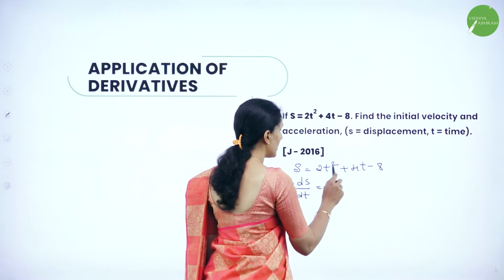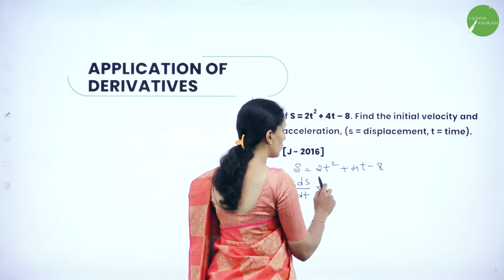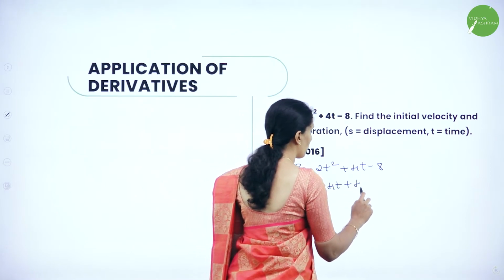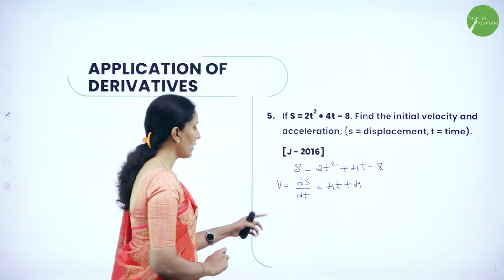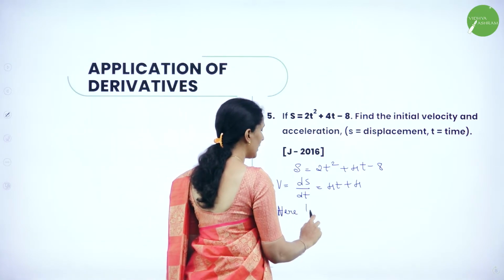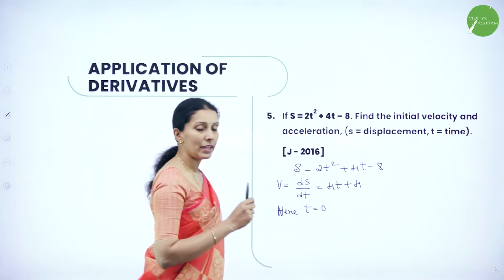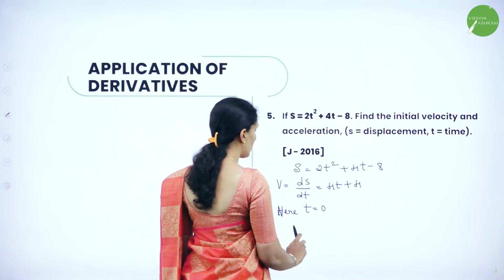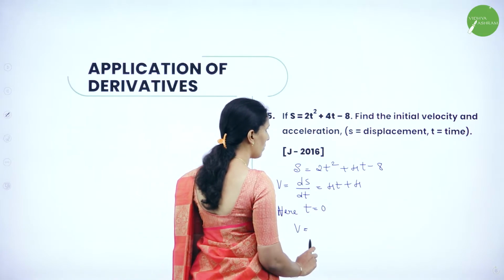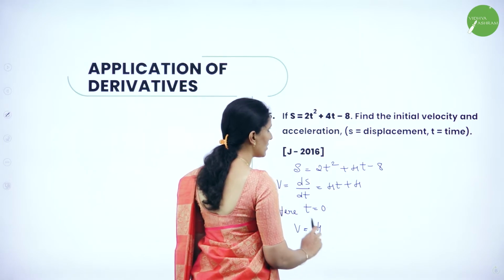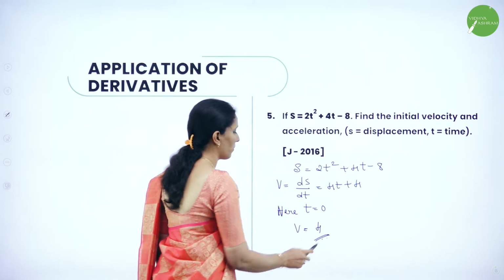ds by dt means derive it again. So t square is 2t, 2 into 2 becomes 4t plus 4. Here we have to take t is equal to 0 because initial velocity means the time is 0. So if you put t is equal to 0, then velocity is equal to 4 into 0 becomes 0, so 4, hence velocity is 4.